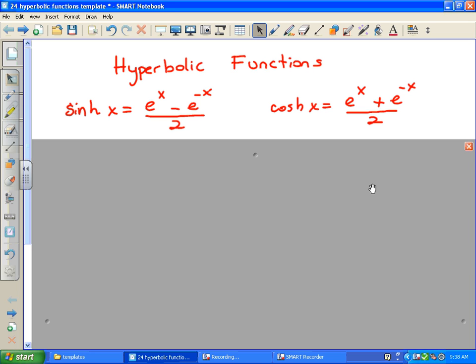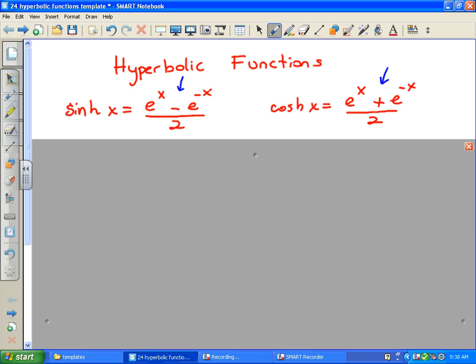Okay, first of all, we define what these functions are. Sine hyperbolic of x is defined, as you can see, as a combination of exponential functions. Even though it's called hyperbolic sine of x, it really has nothing to do with the sine function. It is really an exponential function, and the definition is e to the x minus e to the negative x, all over 2. And the hyperbolic cosine function is defined as e to the x plus e to the negative x, divided by 2. As you can see, the main difference is the plus or minus sign. The hyperbolic cosine has a plus sign in the middle, and hyperbolic sine has a minus sign in the middle.